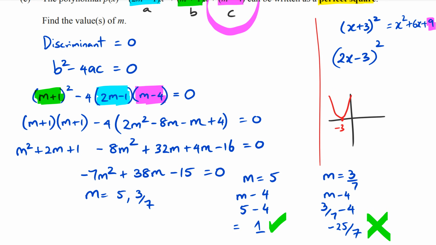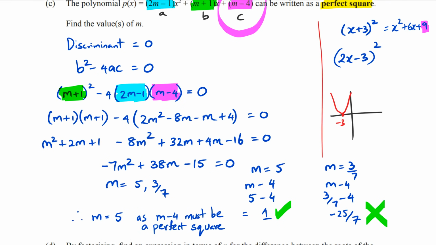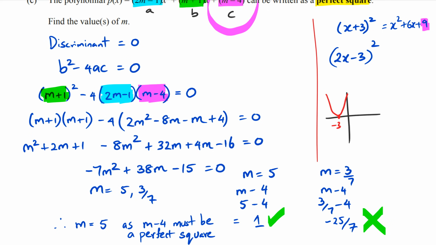So we need to state, therefore, m is equal to 5, as m minus 4 must be a perfect square. Just give myself a little bit more room. So guys, I believe we've finally cracked this question here.